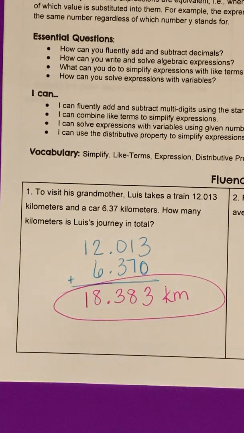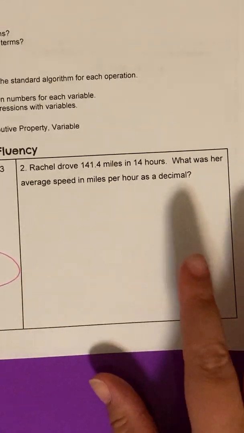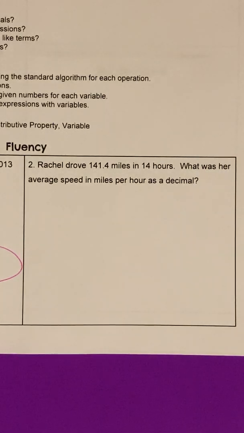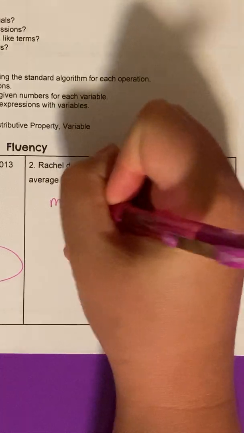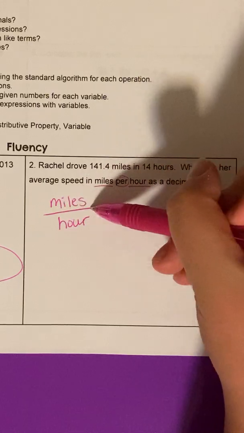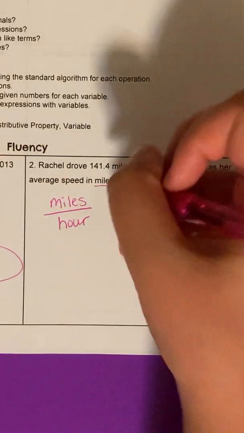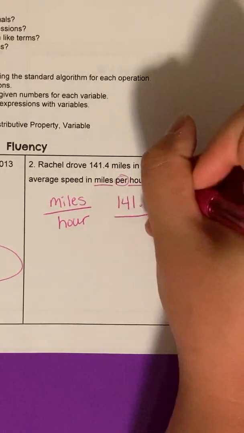Be my guest. All right, let's go number 2. Rachel drove 141 and 4/10 miles in 14 hours. What was her average speed in miles per hour as a decimal? So if this says miles per hour, we're going to have the miles on the top and then the hours on the bottom. So miles per hour. So how many miles? 141 and 4/10 miles per 14 hours.